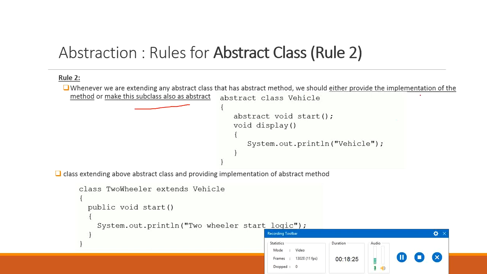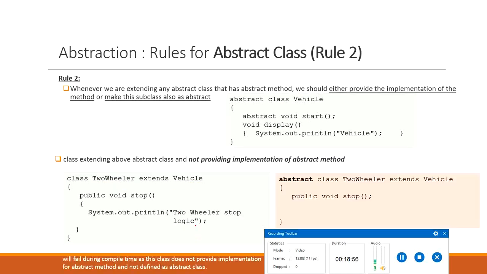So I'm going to first of all talk about the first point. It should provide the implementation of the method. So we have a class vehicle, we have the abstract method start, and we have a concrete method. Now when we make a child class of the abstract class, it must provide the implementation of the method. So we have created a two-wheeler class from the abstract class vehicle. Now since the start method is abstract, we are providing over here the implementation of the abstract method.